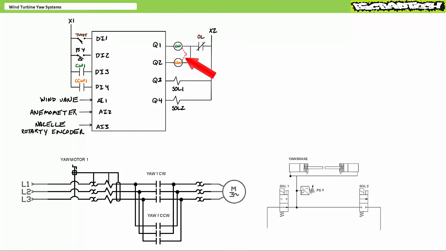As we discussed previously, the simultaneous closure of both the clockwise and counterclockwise contactors is the worst of worst ideas, and the mechanical interlock physically forces one contactor open when the other is closed and vice versa. You will additionally note if the yaw motor experiences an overload in either clockwise or counterclockwise mode, the normally closed overload contact in series opens.